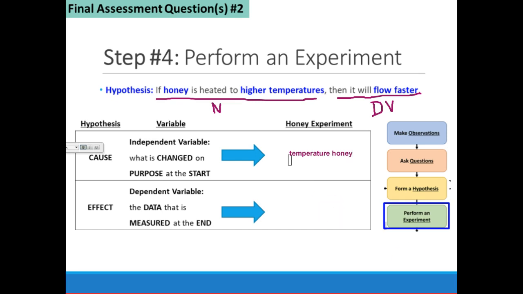And then the effect would be what? What would be the dependent variable? Yeah, so distance, right? So the distance that the honey flowed, right? So how far we got the honey to flow. Okay, so that's an experiment that you guys did at the beginning of the quarter, okay?